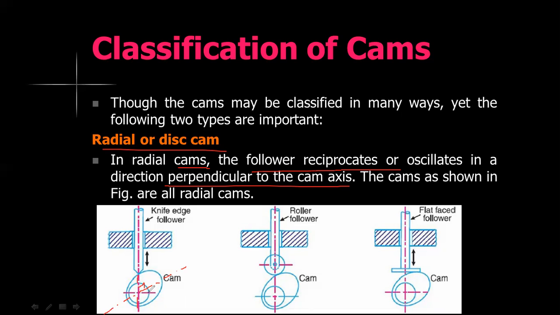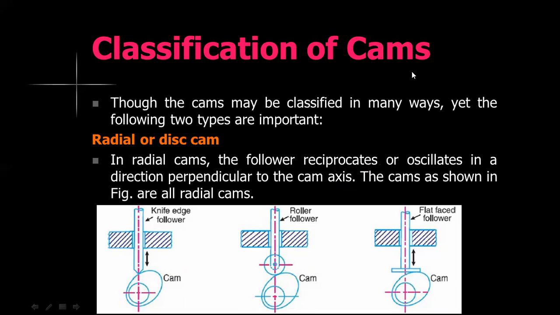If it is perpendicular, it means it is the radial or disc cam. This is the axis of the cam, and this is the axis of the follower, and the angle between the axis of the cam and the follower is always 90 degrees. That means perpendicular. So this is the disc or radial cam.